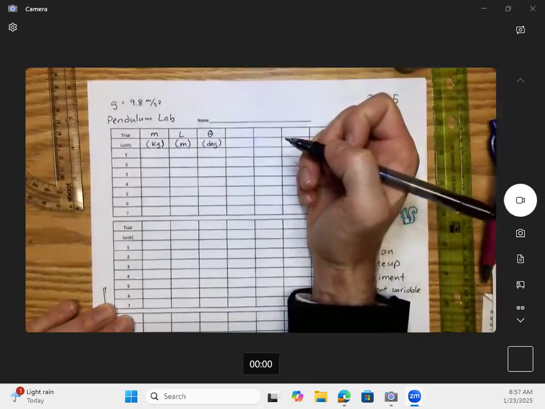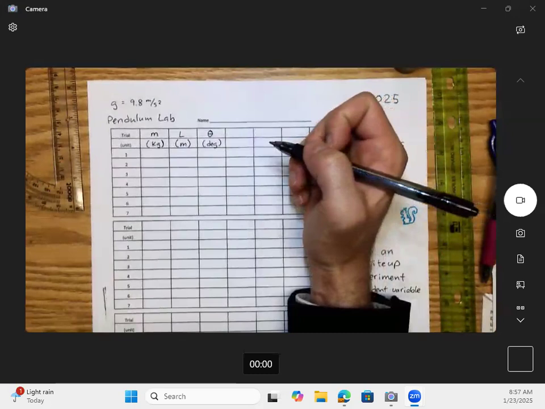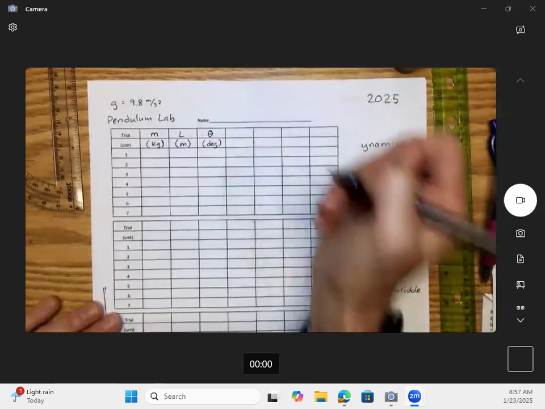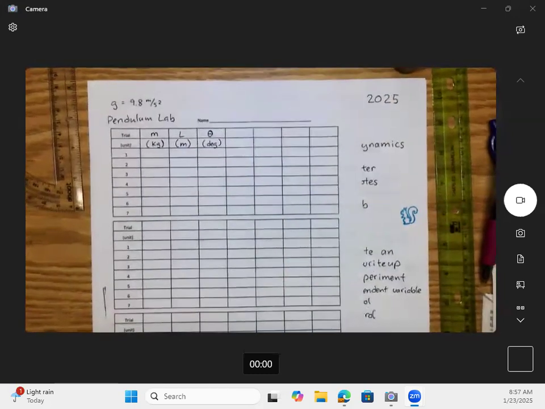What other measuring tool do you have on your desk? Stopwatch for time period, right? Now, think about how you measure time period, especially for something oscillating back and forth. Should you try to nail it in one oscillation, or is there a better way to do it? Yeah, then divide, average. There you go.